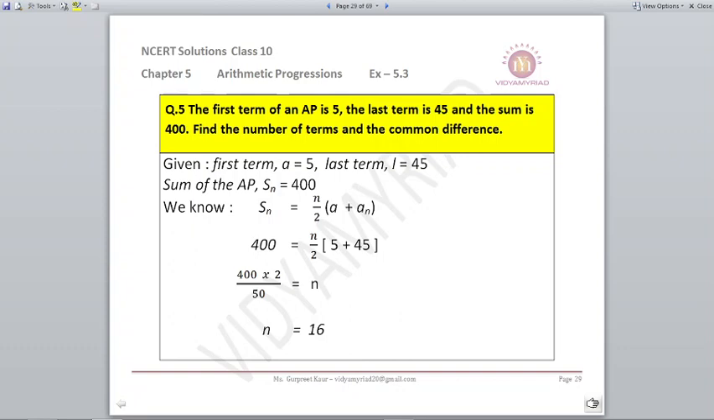The first term of an AP is 5, the last term is 45, and the sum is 400. That means we are given a as 5, last term L or an is given to us as 45 and Sn is given to us as 400. We need to find out the number of terms, that is n, and the common difference, that is d. So Sn is equal to n upon 2 into (a plus an). Put this into the formula, that is 400 is equal to n upon 2 into (5 plus 45). On solving this, we get n is equal to 16.